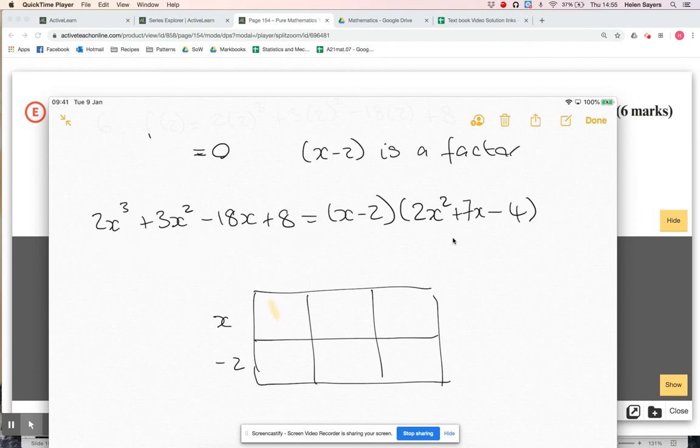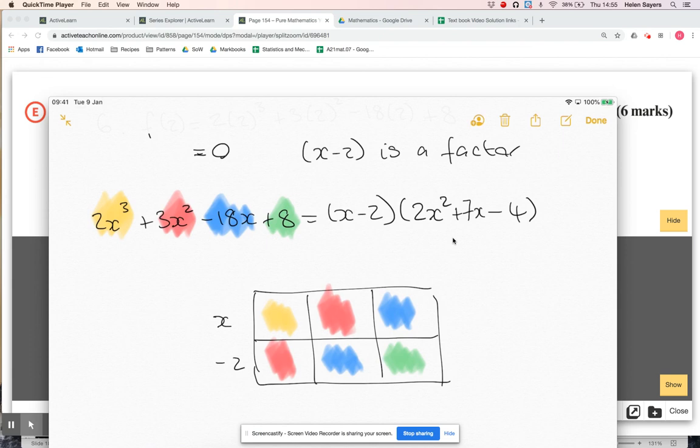So, reverse grid method. When I use the grid method, that's going to be my cubed term. They are both going to give me x squared terms. They are both going to give me my x term, and that's going to be the constant. It is exactly the same logic that we used on the pen to get this result here. So if that needs to be 2x cubed, that must be 2x squared. 2x squared times minus 2 is going to give me minus 4x squared.